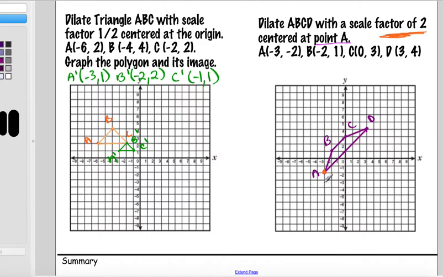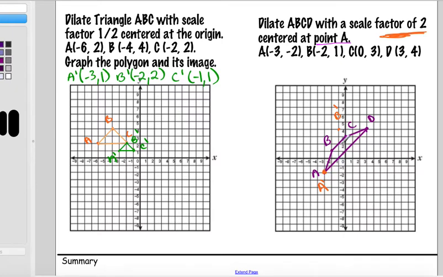So new A is not going to go anywhere because it's centered at A, so the distance from A is 0, and 0 times 2 is 0. So A and A prime are the same spot. For B, it's going up 1, 2, 3, and over 1. So we need to double that. We need to do that again. 1, 2, 3, and over 1. So now it takes 2 of the same stair step to get there instead of 1. So there's B prime. So it's not really very hard to do. It's just that you haven't done this before.